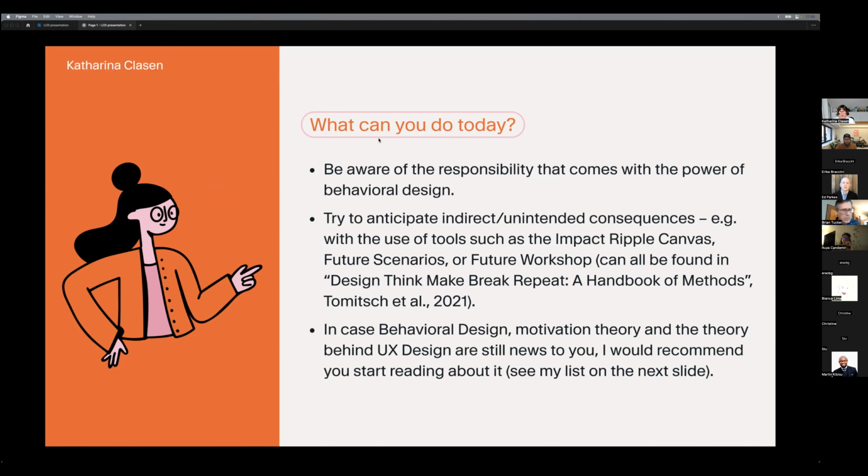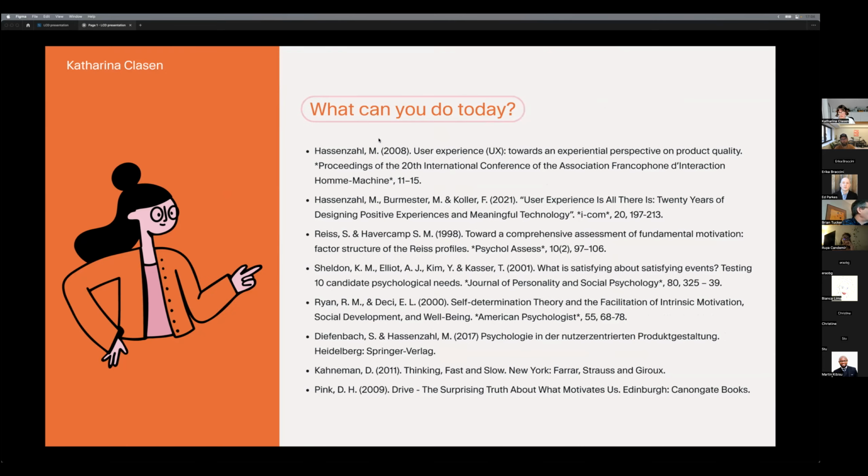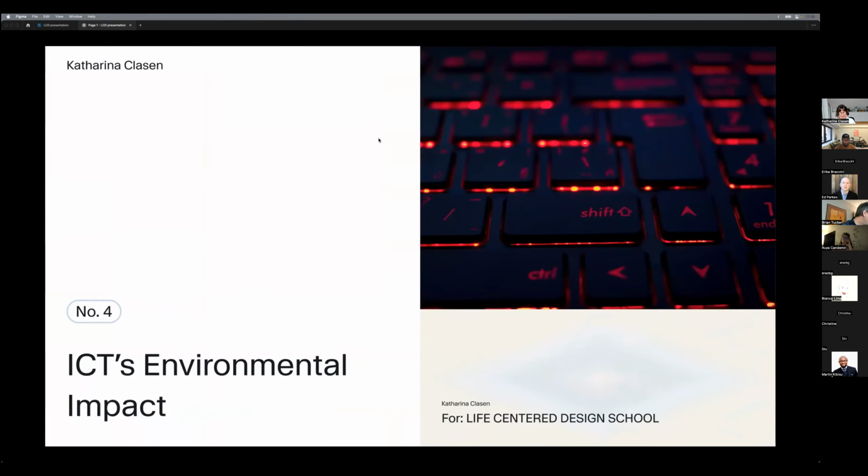So to have tools like the impact ripple canvas, or also future scenarios or the future workshop, I think that's good to be able to foresee those unintended consequences. And also you can read up, of course, on behavioral design and the motivation theory behind that and the theory behind UX. I've added some reading that I think is interesting, or that I have downloaded during the past years, and you can have a look at that afterwards.